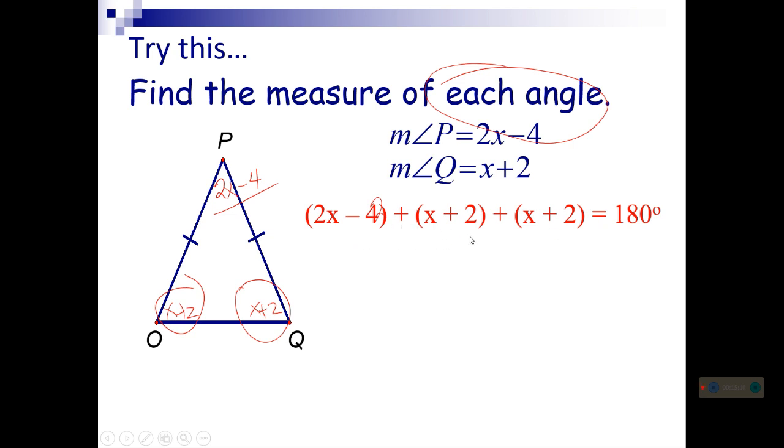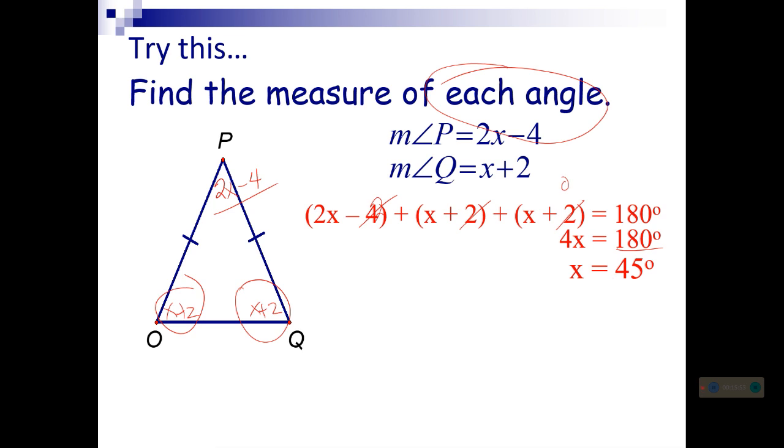Then you are going to combine the like terms. So 2x plus x plus x is 4x, and then equals 180. And then you will have here x is equal to 45. We can have here just 180 because you will have here negative 4 plus 2 is negative 2 plus negative 2, so you have there 0. So that's why you cannot see negative 4, positive 2 on the right side of the equation. And then 180 divided by 4 is equal to 45.